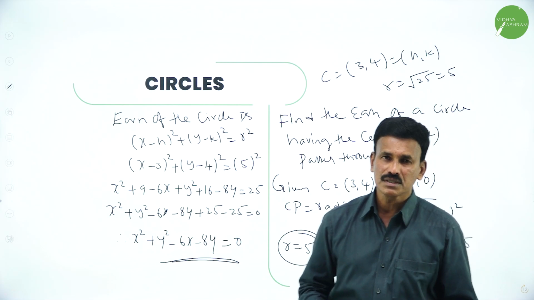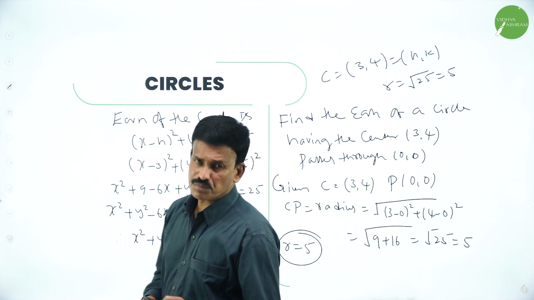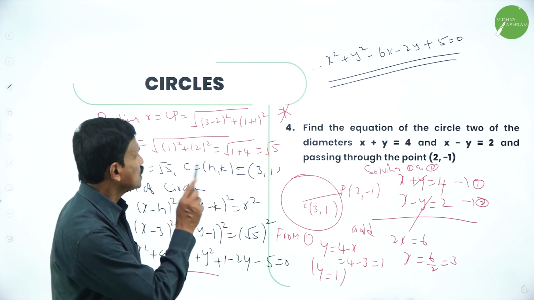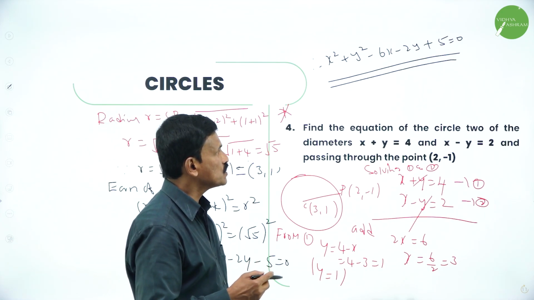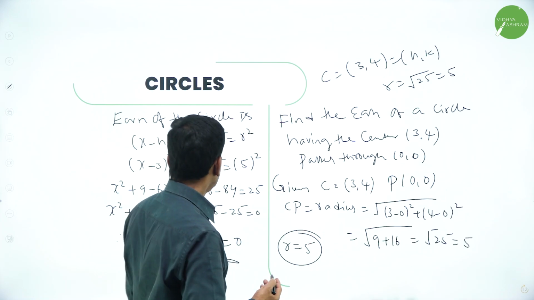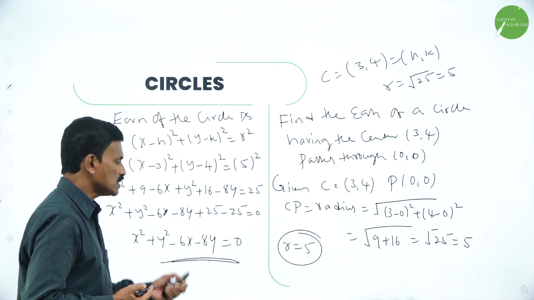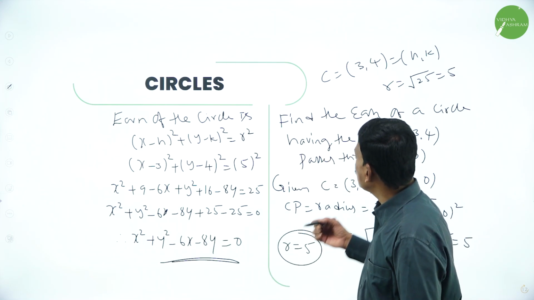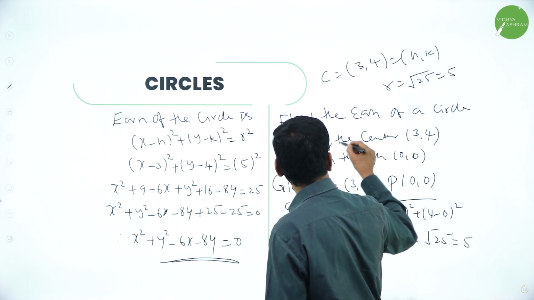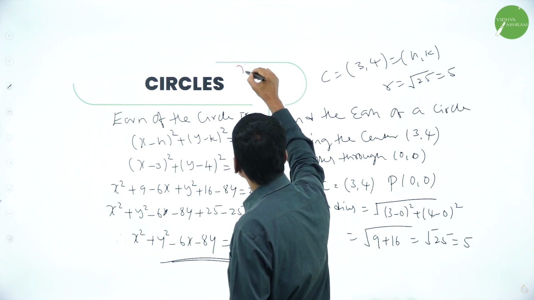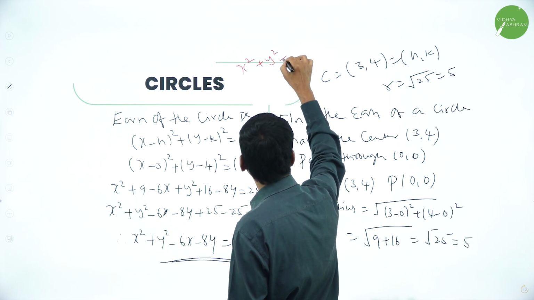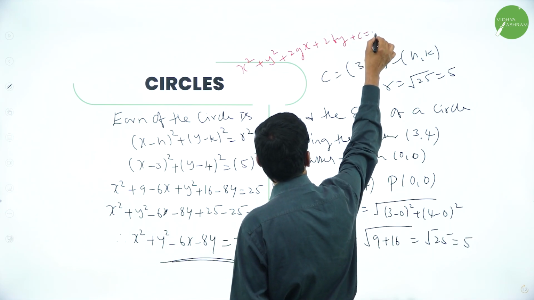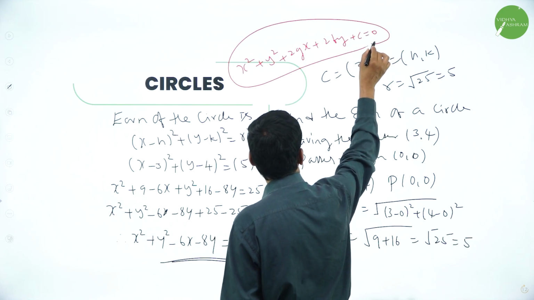Hope you followed. Okay. So these are a few types of problems. Now if you observe carefully, this equation, x square plus y square minus 6x minus 2y plus 5 is equal to 0, or x square plus y square minus 6x minus 8y is equal to 0, these are all standard equations of the circle. They are of the form x square plus y square plus 2gx plus 2fy plus c is equal to 0. This is the standard equation.